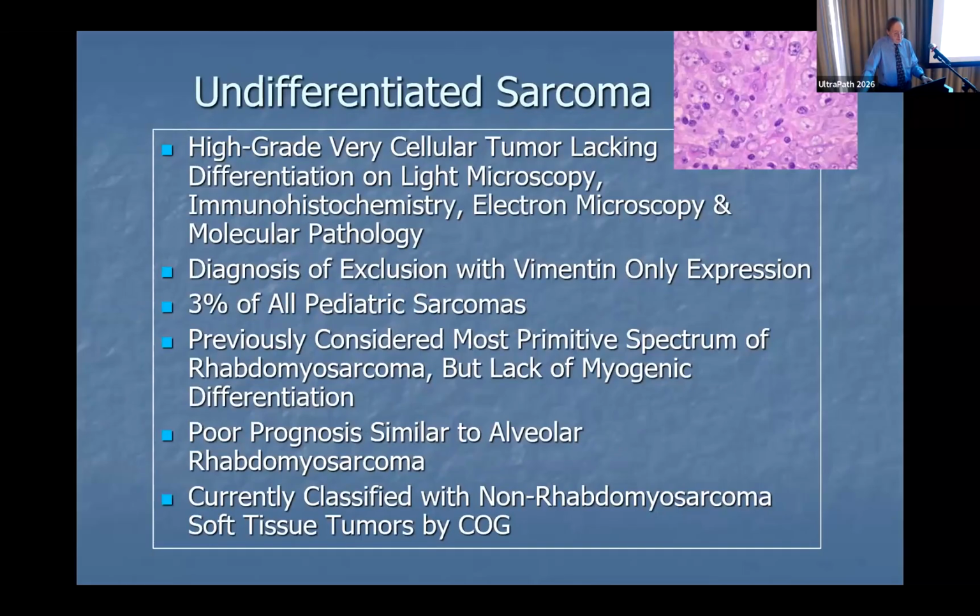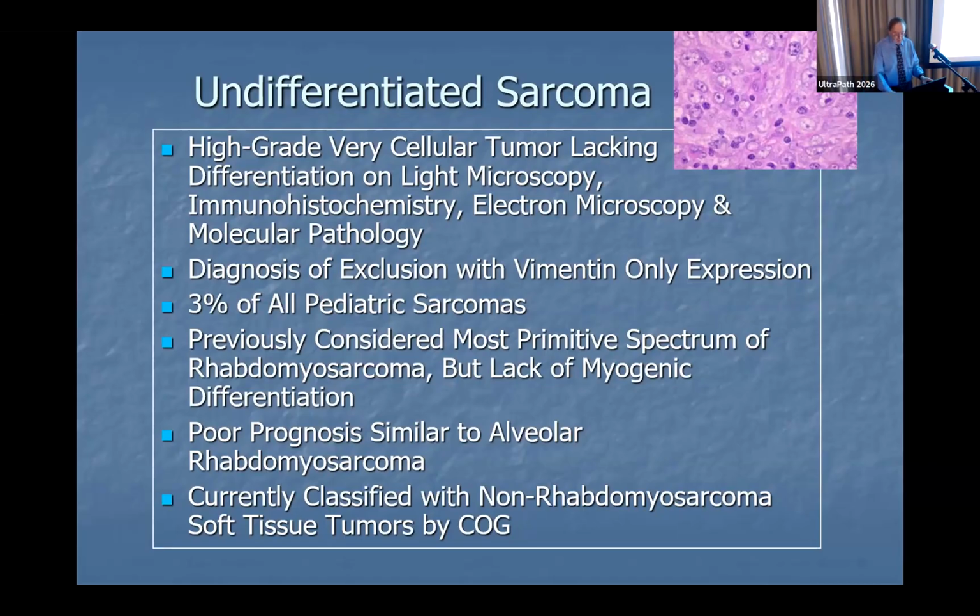Repeating some of those things here, the key is the diagnosis. This is a diagnosis of exclusion, with usually only vimentin being expressed, and it represents 3% of pediatric sarcomas in our experience. In the past, pleomorphic undifferentiated sarcoma was originally lumped in with an undifferentiated form of rhabdomyosarcoma, but it really lacks any myogenic differentiation whatsoever from an immunohistochemical standpoint, molecular testing, and also electron microscopy.